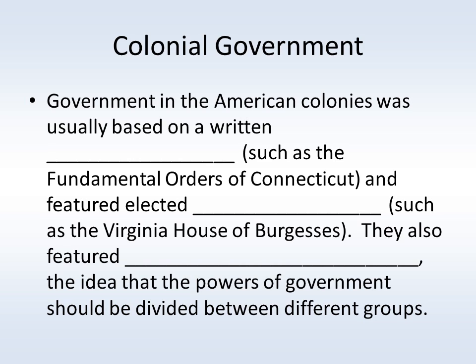Government in the American colonies in the 1600s and 1700s was generally based on a written constitution, such as the Fundamental Orders of Connecticut, and featured elected assemblies, such as the Virginia House of Burgesses. They also featured the idea of separation of powers, the concept that the powers of government should be divided between different groups, such as assemblies and governors and courts.